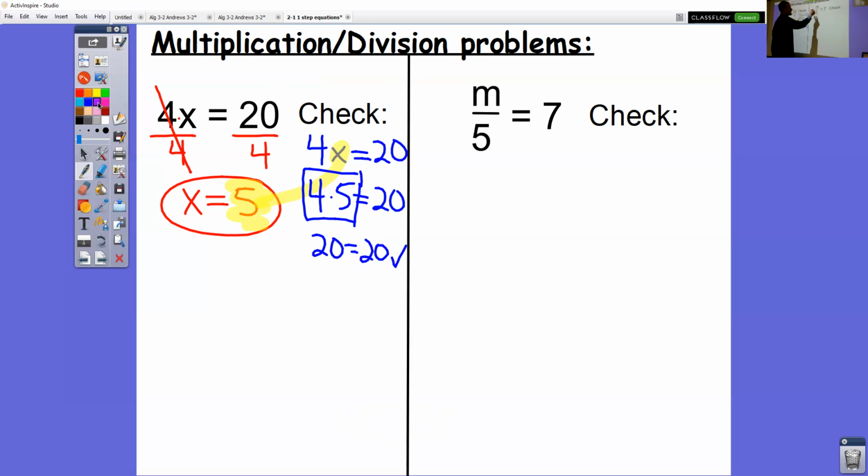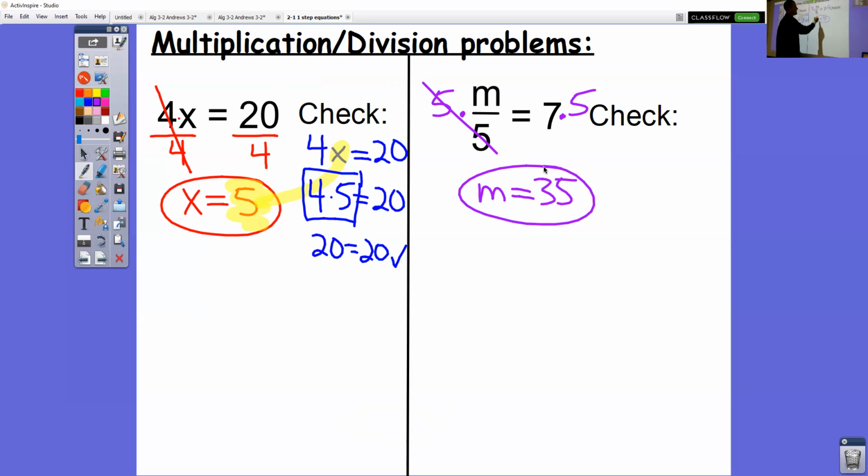The next one is a dividing question. We have m divided by 5. The opposite of divided by 5 would be to multiply by 5. So I'm going to do times 5 and times 5. Bring down my m, bring down my equal sign. 7 times 5 gives me 35.